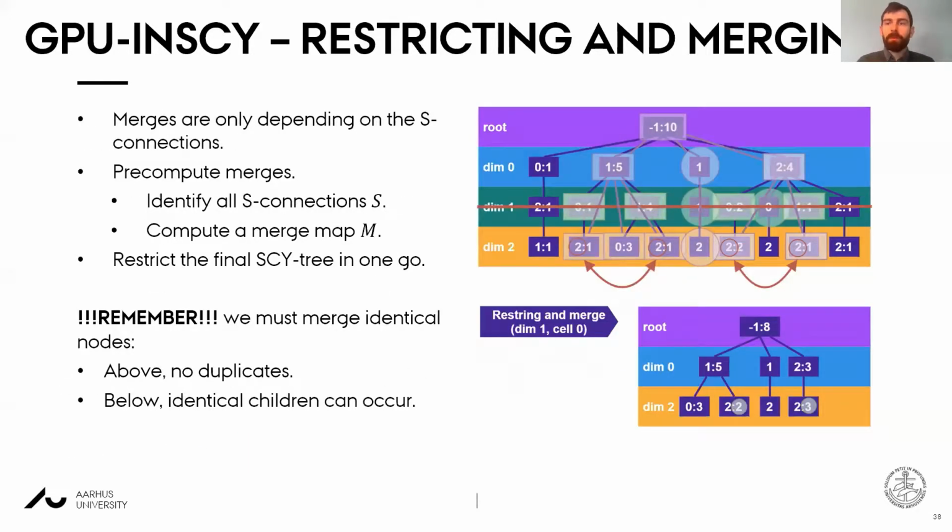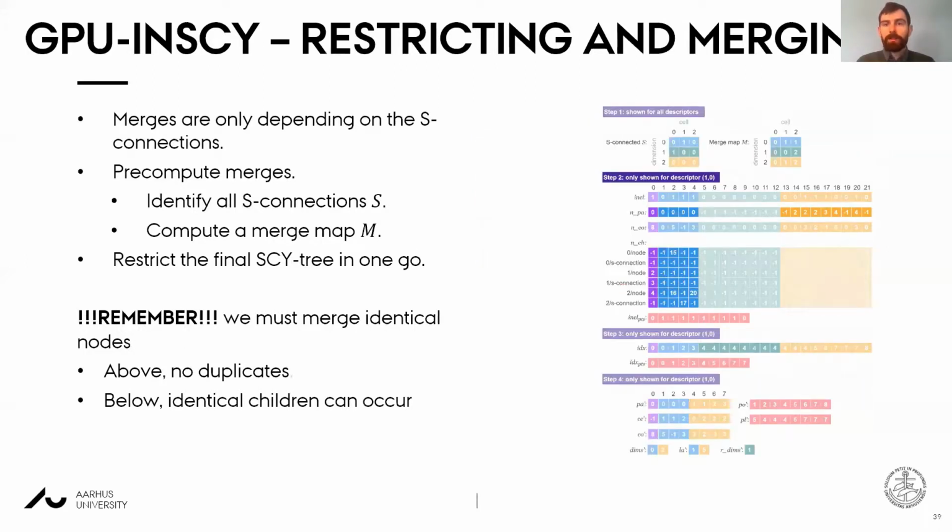We also need to remember to merge identical nodes. For nodes above the restricted dimension, all identical nodes we need to merge before would have been copies of the same node, and therefore nothing needs to be done now. For the identical children below the restricted dimension, we would still need to merge since we have deleted a layer, which means that we can now have identical children.